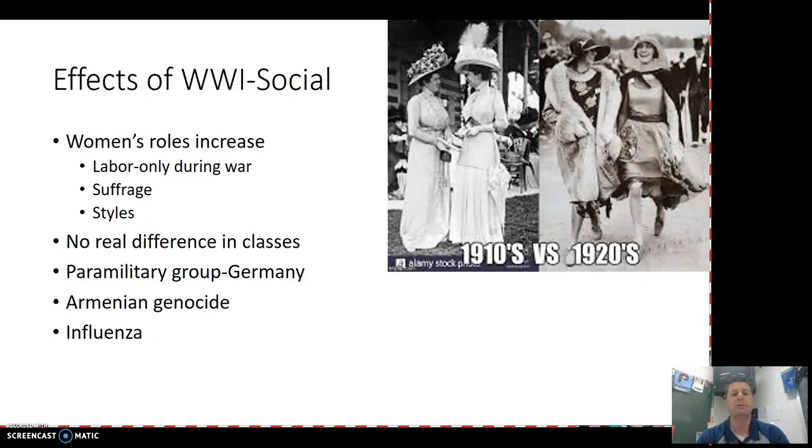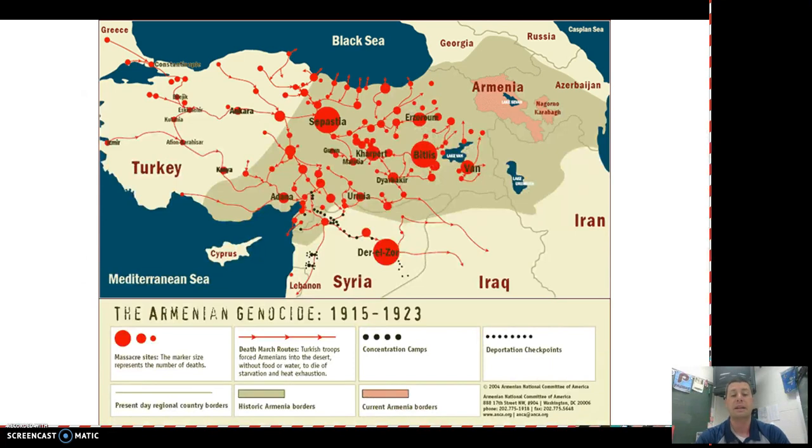Then we have the influenza, the Spanish flu of 1918 that's worldwide, and the Armenian genocide, in which millions of Armenians in Turkey are killed. You can see that here in this picture. It just gives you an idea of where these atrocities took place. And there's still some Armenian genocide deniers, just like there are still some Holocaust deniers.